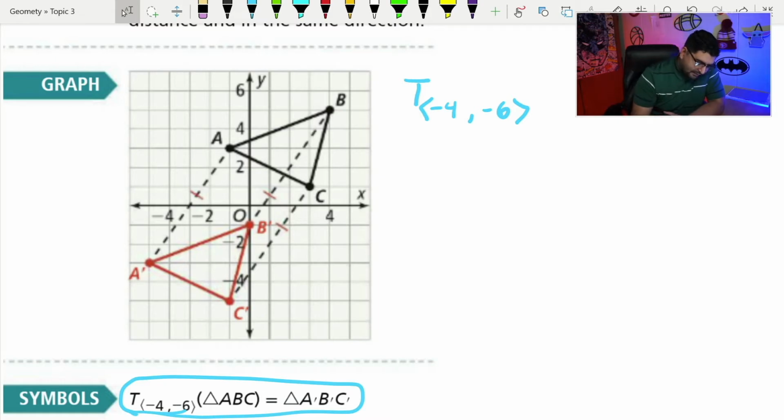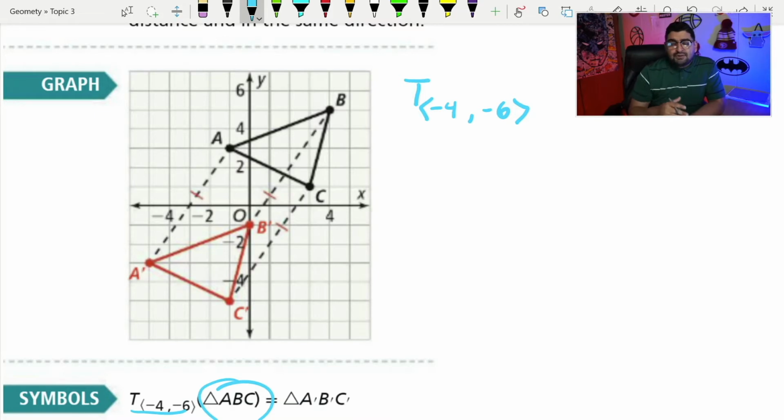Here, what we have in the parentheses is what we're going to actually move. So we're moving the entire triangle ABC to the left 4 spaces, down 6 spaces. And as a result, we get triangle A prime, B prime, C prime. So this is how we describe how we're going to translate something.